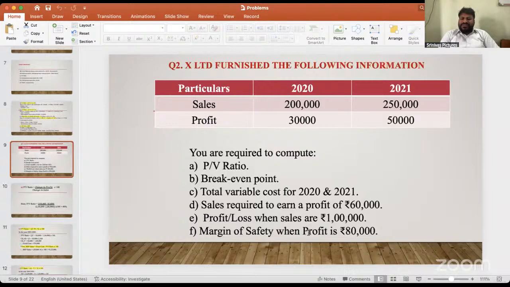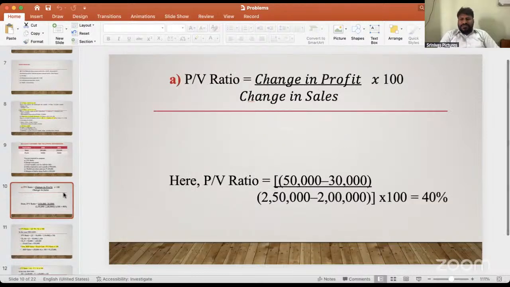Margin of safety when profit is 80,000. What is the margin of safety? Simple: for the calculation of margin of safety, 80,000 divided by 0.40, so 2 lakhs. If the profit is 80,000, the margin of safety is 2 lakhs. I will show the same in the solution mode also.